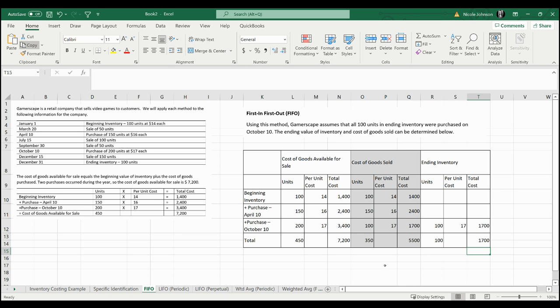So a couple other things that we could do. We could, again, remember that our cost of goods available for sale equals cost of goods sold plus ending inventory. So if I knew one, I could determine the other based on that information as well, kind of like we did in the specific identification. So you can either set it up where you go through each line, or you can determine one of these numbers and determine the other one based on that.